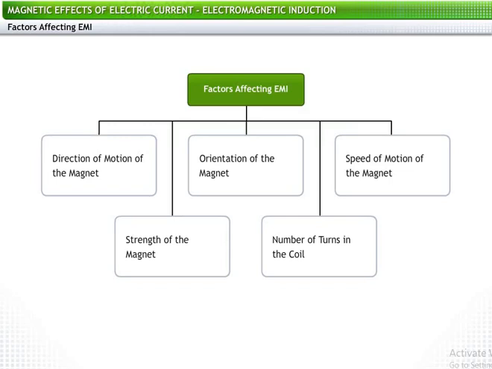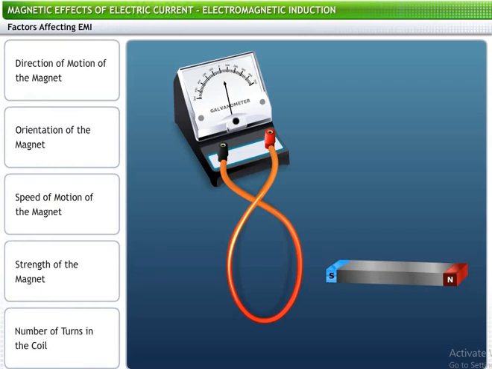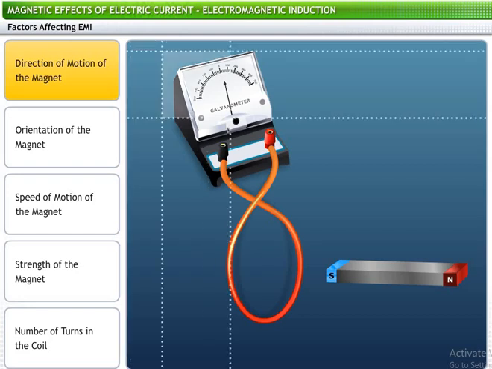The quantum and direction of EMF induced due to electromagnetic induction depends on 5 factors. Let's examine these factors one by one. The first factor is the direction of motion of the magnet in a coil. This determines the direction of the induced current.